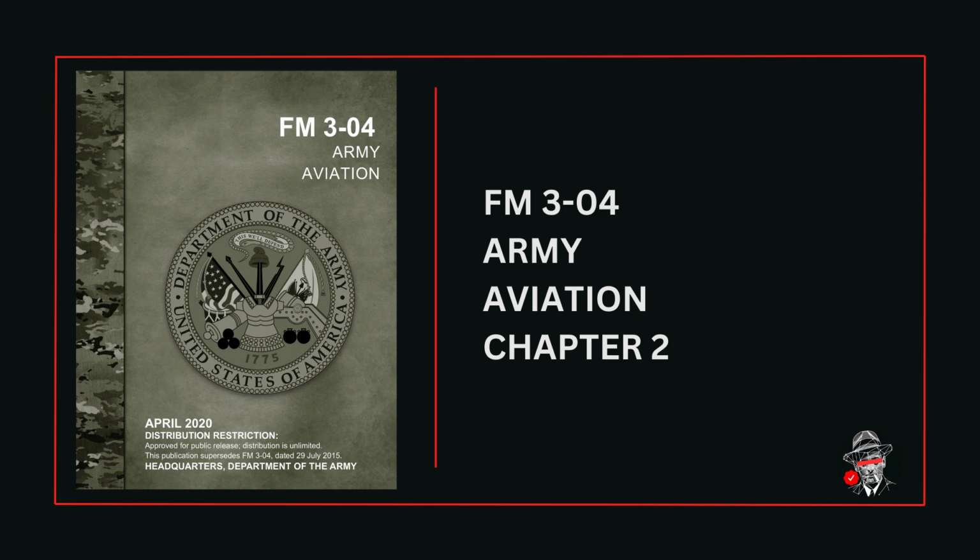Section I Aviation Brigade. This section provides details of the organization and capabilities of aviation brigades. The 3 brigade-size formations in Army Aviation are the CAB, ECAB, and Theater Aviation Brigade, or TAB.